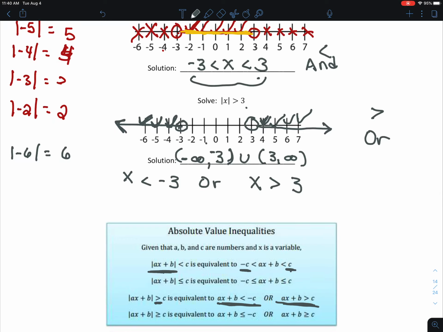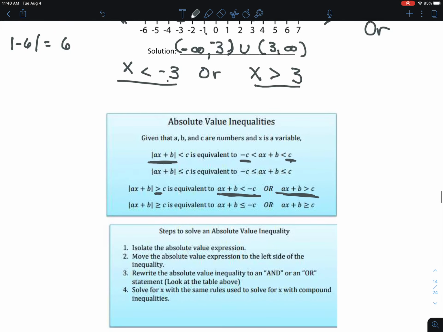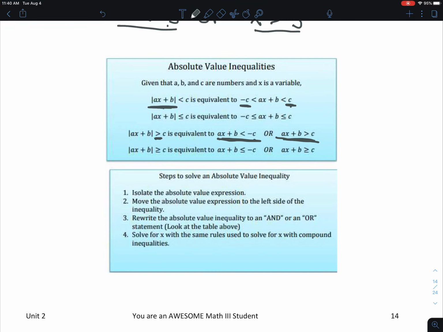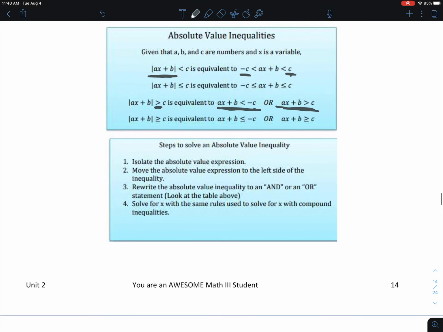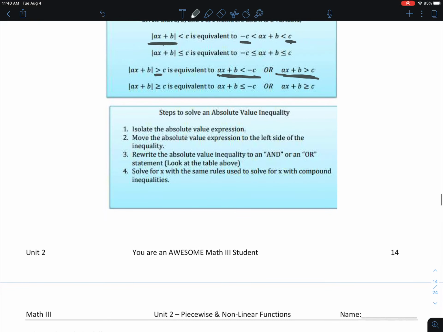Okay, so when we have less than, we're going to write it as a conjunction. It's between those two numbers. When it's greater than, it's a disjunction, I think. And we write it in two separate inequalities: less than the negative value, greater than the positive value. The same applies to less than or equal to, greater than or equal to.